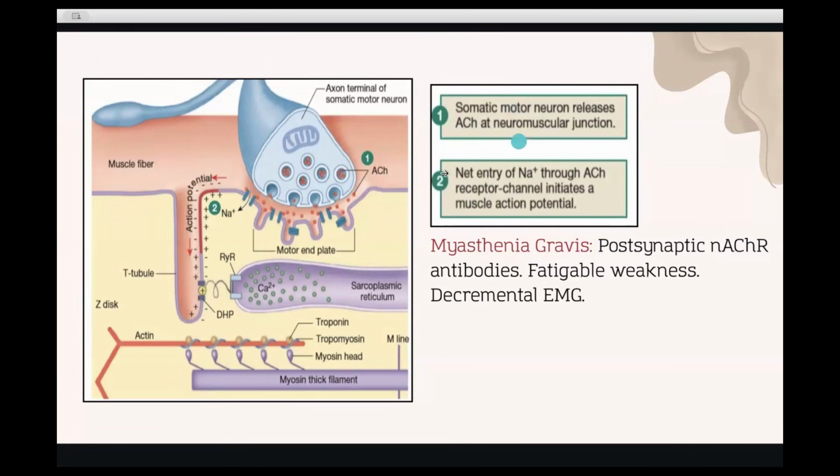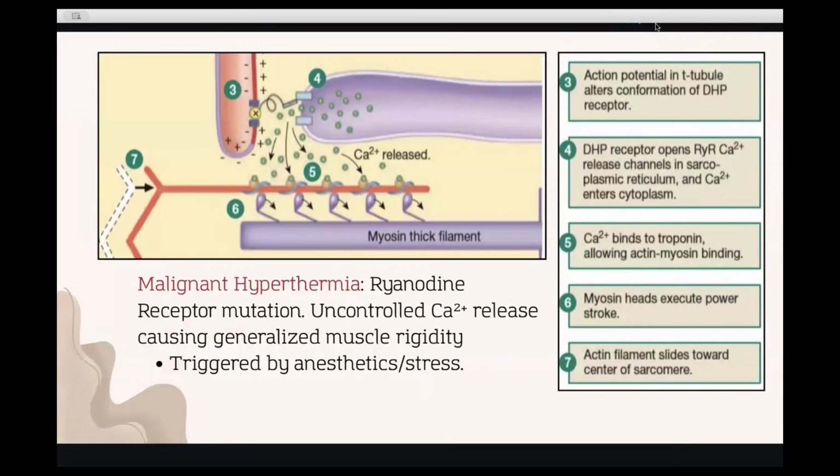We said acetylcholine at the neuromuscular junction is needed. So we have sodium entry through the acetylcholine receptor channel, which initiates a muscle action potential. We need a muscle action potential, right? Now this action potential in the T tubules will alter the DHP receptor. This DHP receptor is going to open the ryanodine calcium channel, releasing calcium into the sarcoplasm. So after the DHP receptor is altered because of the action potential, the ryanodine receptor calcium channels will be open, which is going to allow influx of calcium into the cytoplasm.